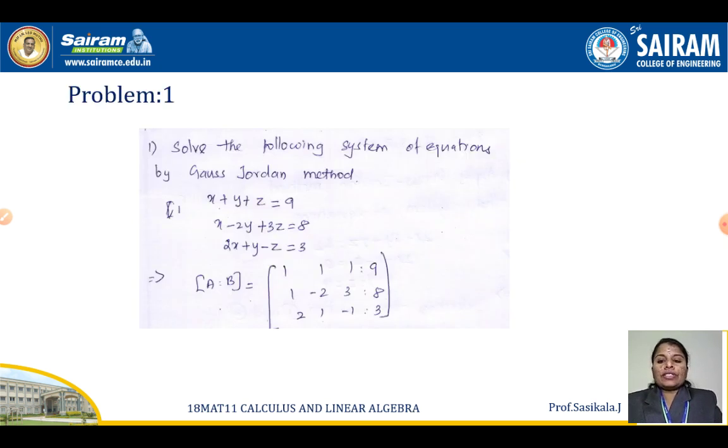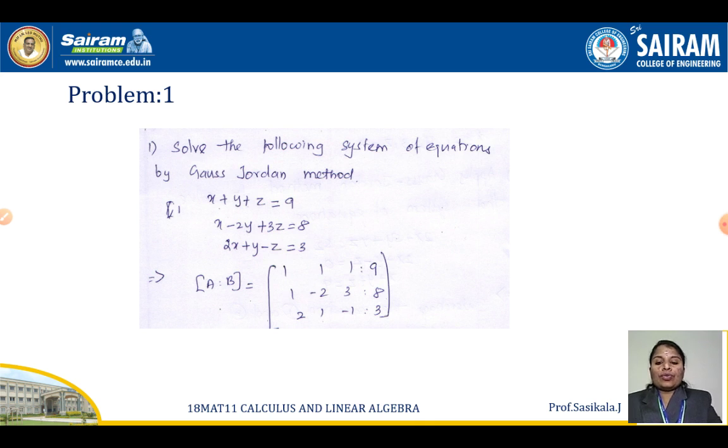The questions will be direct. Solve the following system of equations by the Gauss-Jordan method. Sometimes it may be called the Gauss-Jordan elimination method. The question is x plus y plus z equals 9, x minus 2y plus 3z equals 8, 2x plus y minus z equals 3. So three equations have been given. First, what do you have to do?